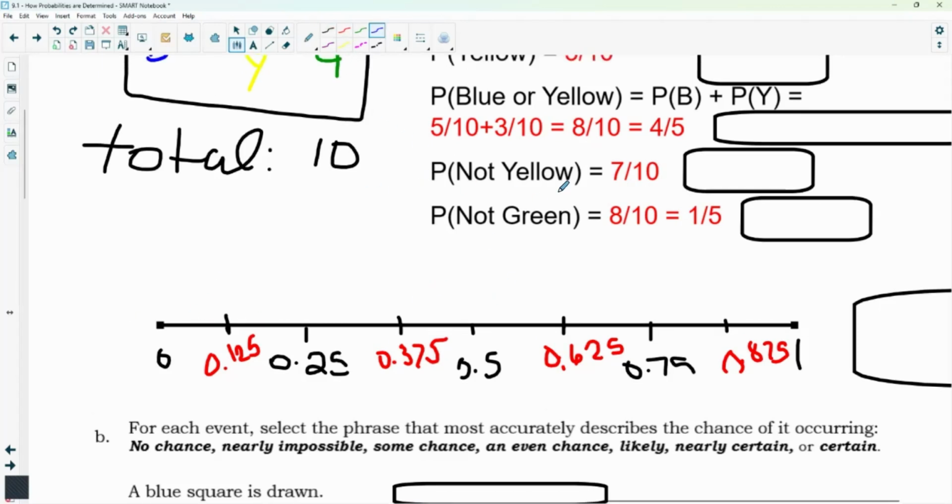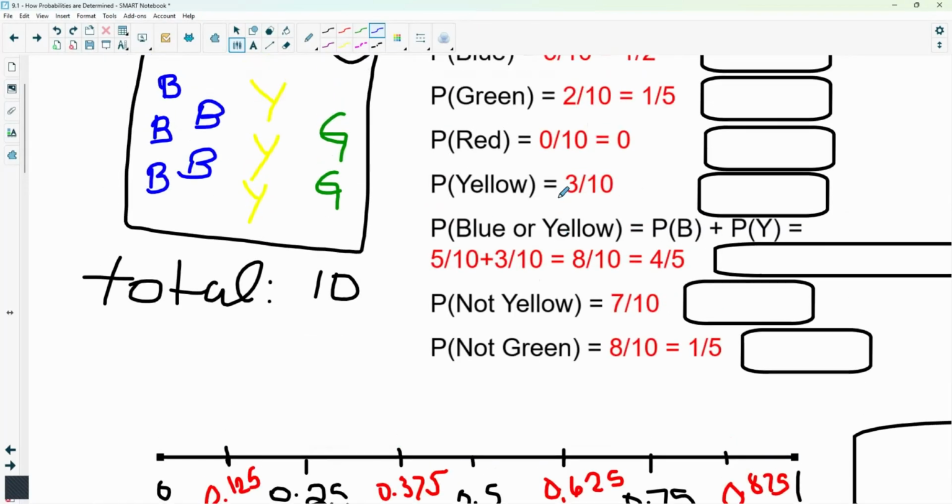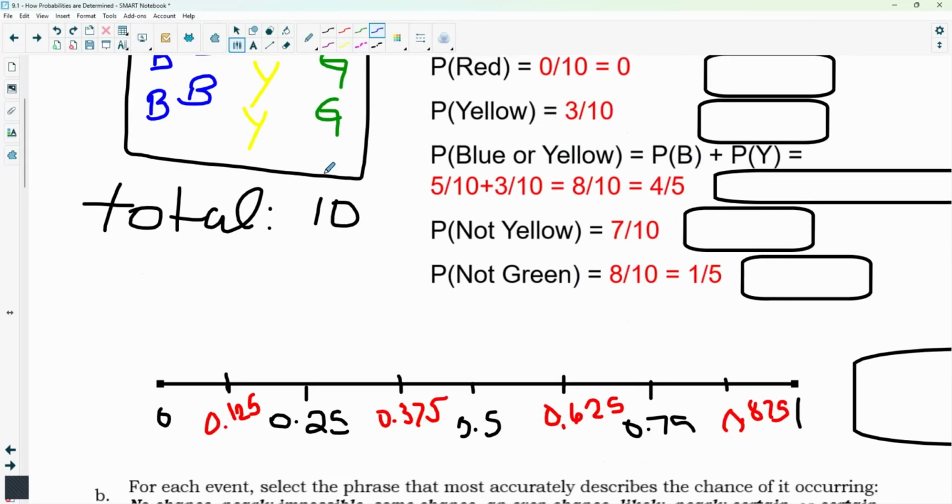I think this is the part where you have to classify them. For red, there will be 0, and then, let me see, green is 1/5 or 2/10. So it will be around here.